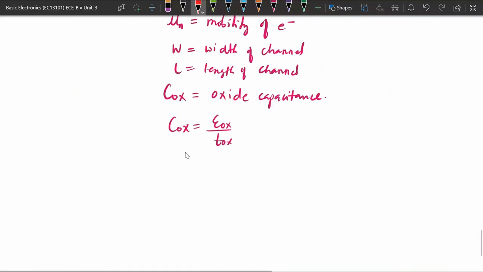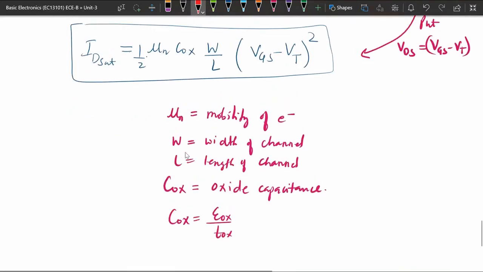And VT, you already know what VT is. VT is the threshold voltage. VGS is the gate to source voltage.